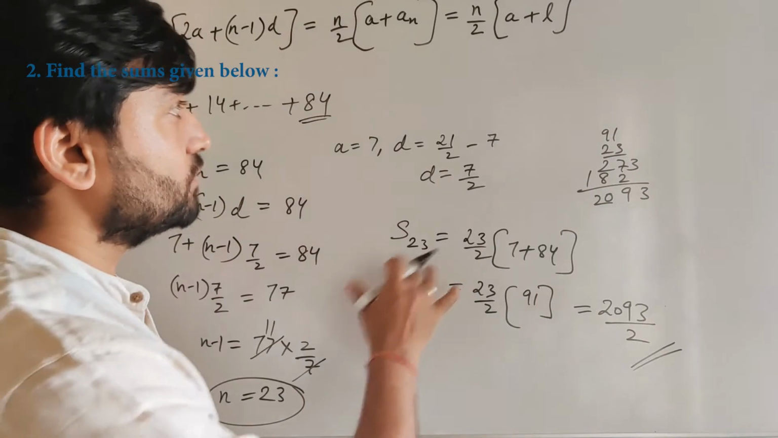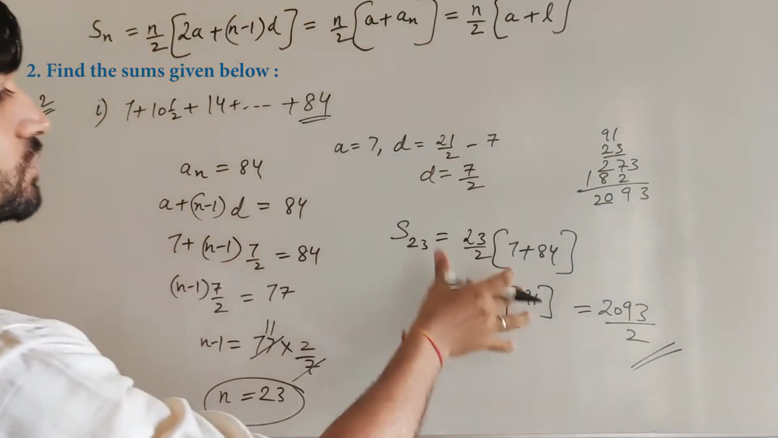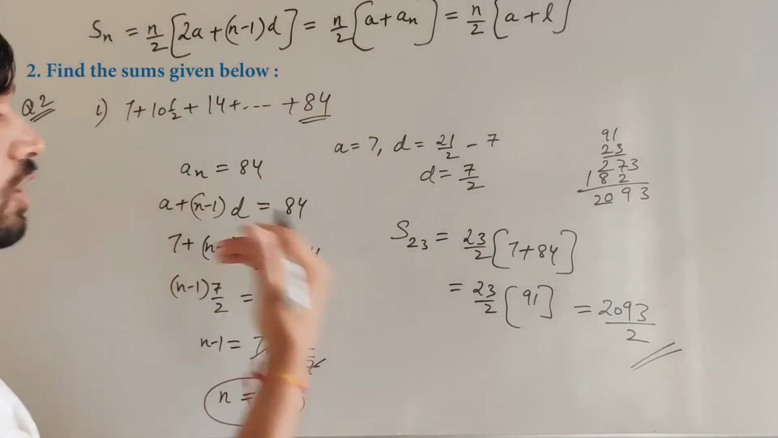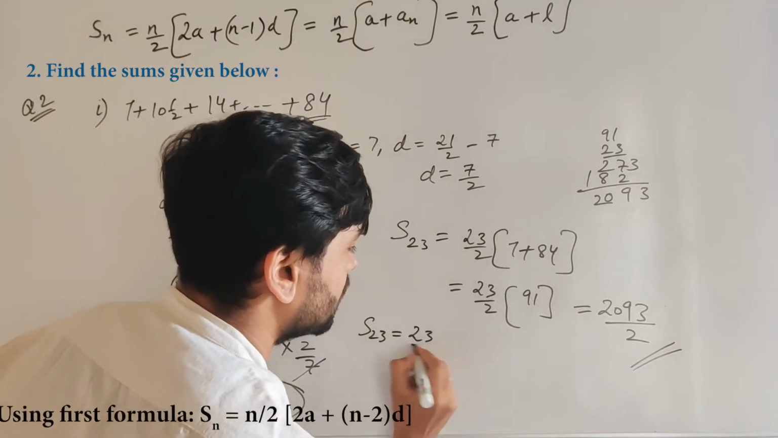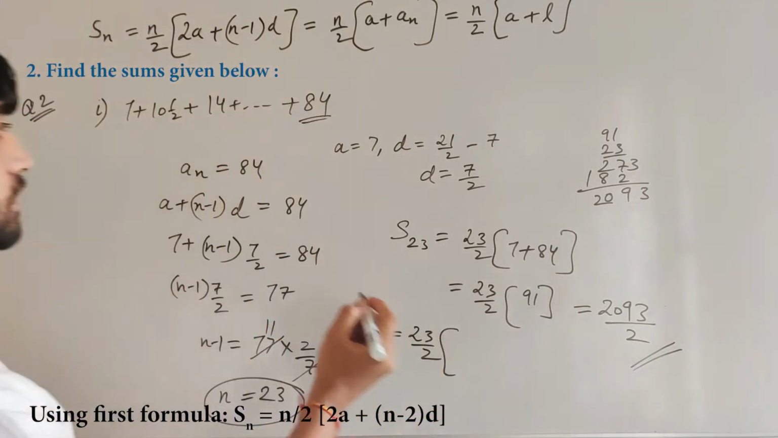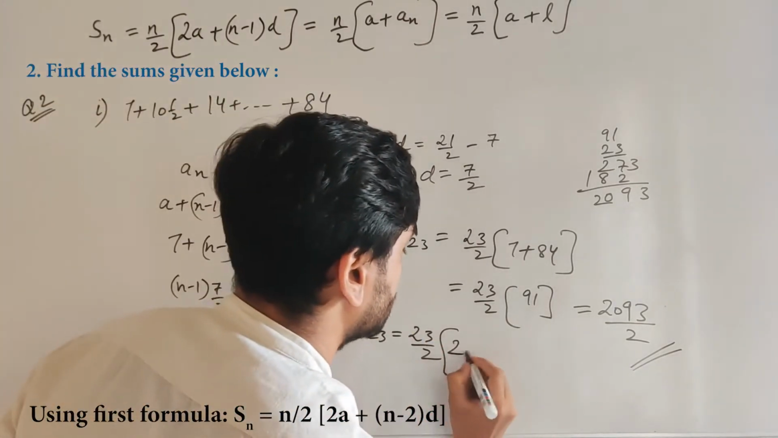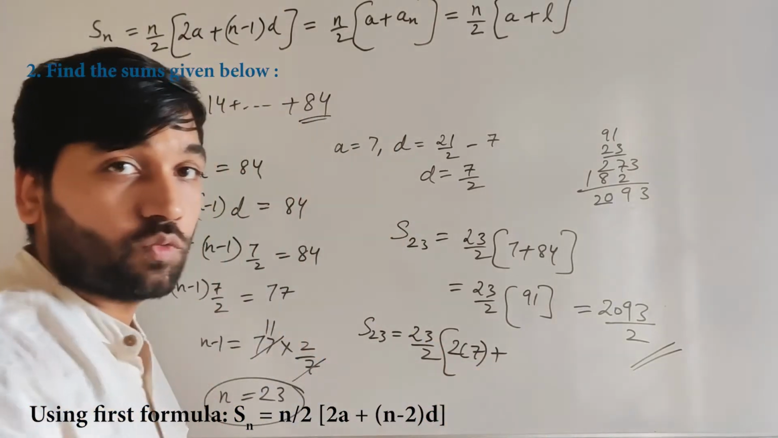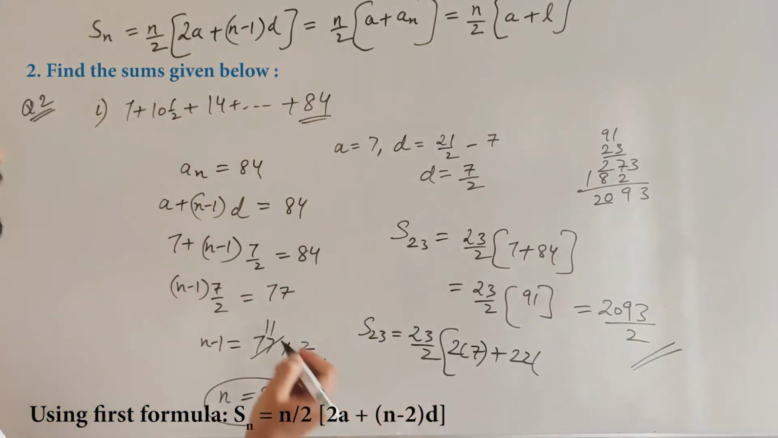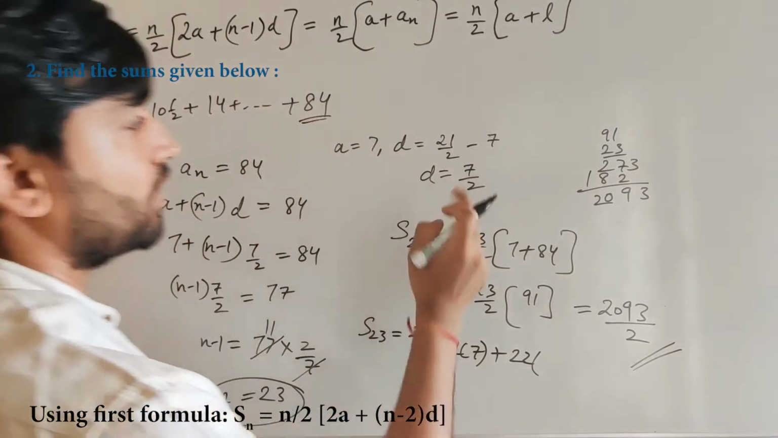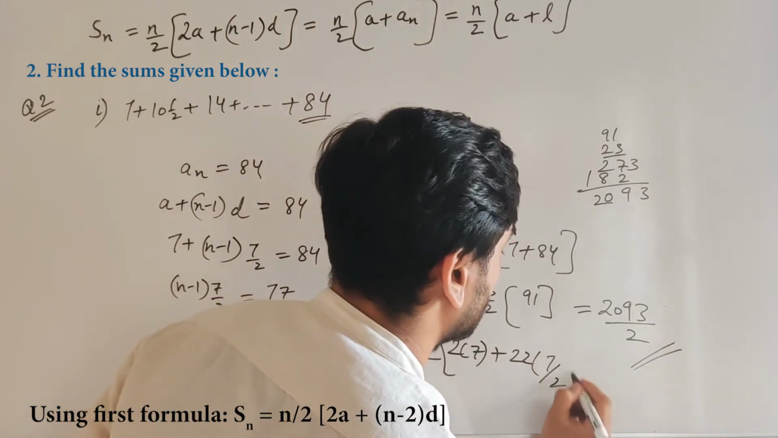Okay. So we've used this formula. Let us say if you wanted to solve the same question using this formula, how do we do it? So I'll quickly show you. So S23 is n by 2 into 2a plus n minus 1 into d. So 2 into 7 plus 23 minus 1 is 22 into the common difference value, which we have already found, is 7 by 2.